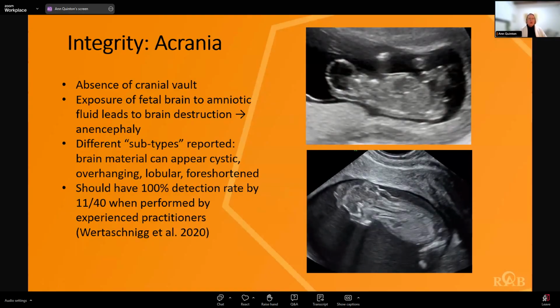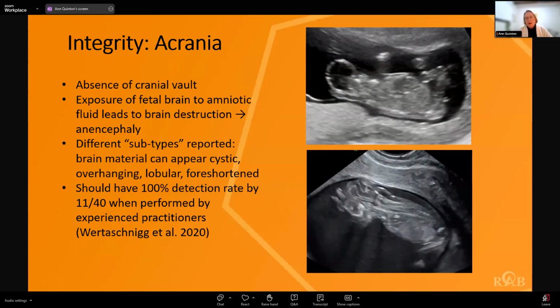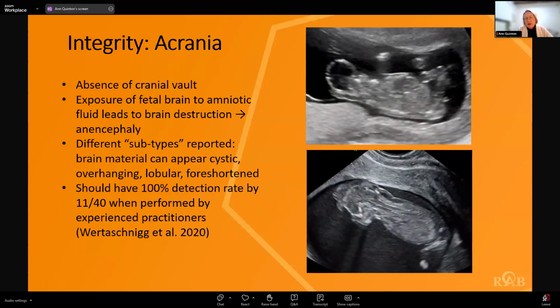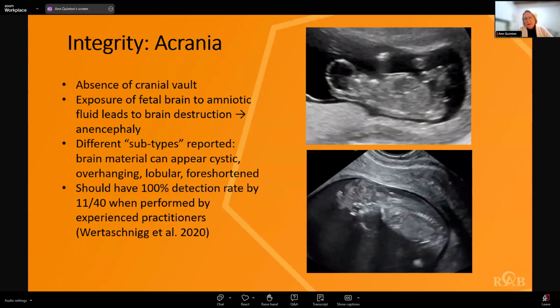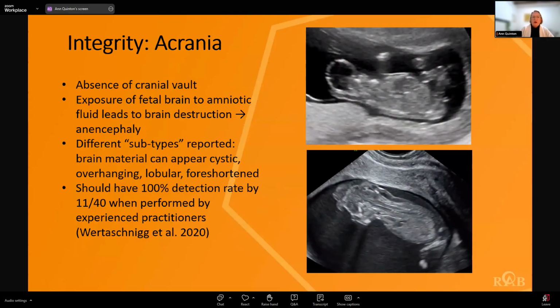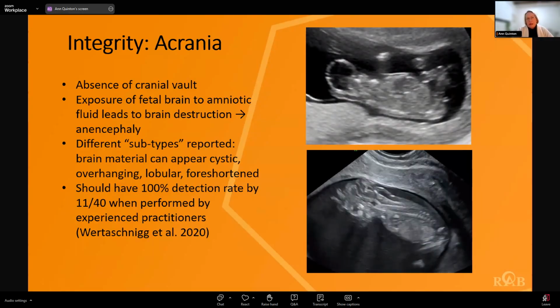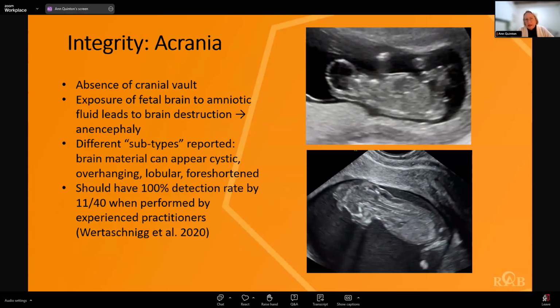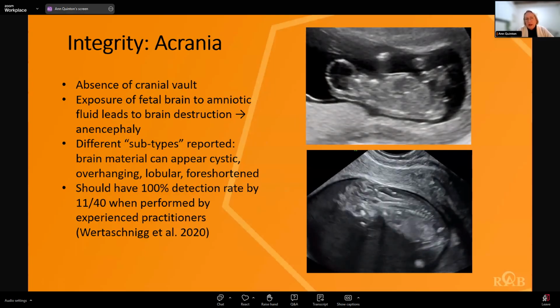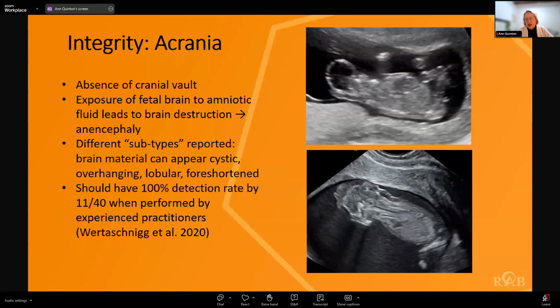Right, so we'll move through that list now. So we're going through all those different sections. So acrania is absence of the cranial vault. And why this is a problem is because it exposes the fetal brain to the amniotic fluid, and that leads to destruction of the brain.